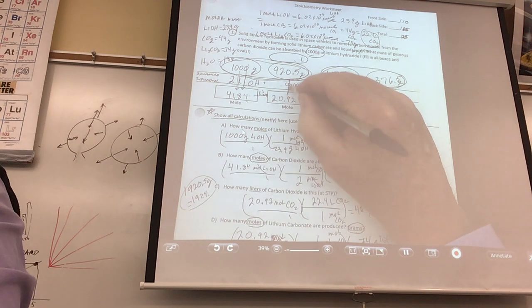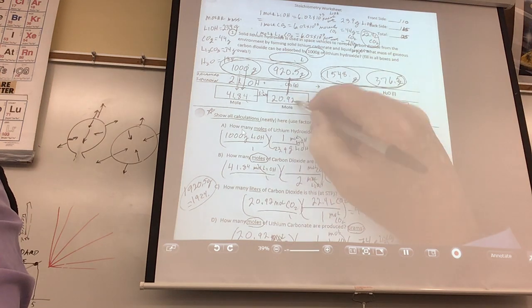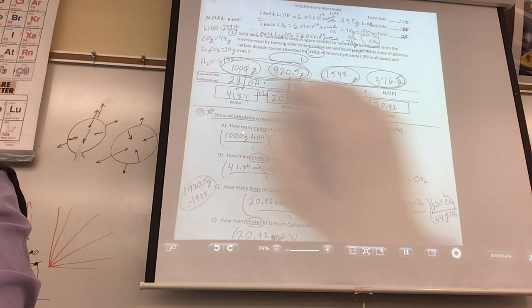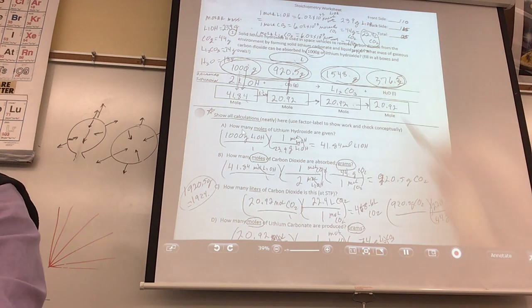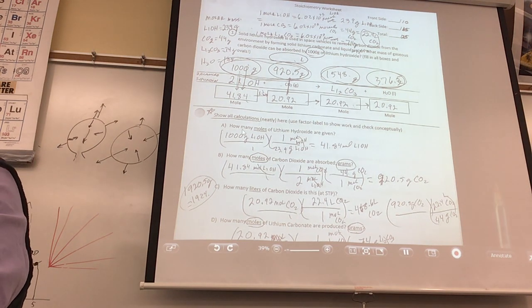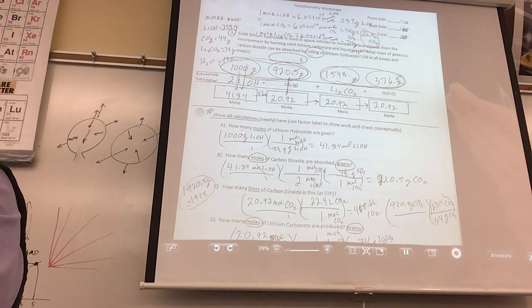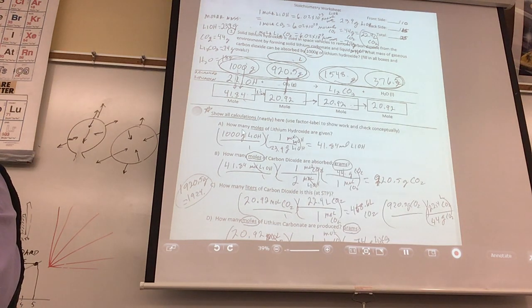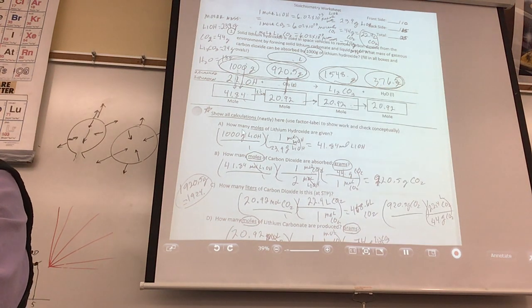When you want to go up out of the mole world, what do you do? Multiply by the molar mass. So ready? 20.92 times 44. 20.92 times 74. 20.92 times 18. And the only one that's tricky with shortcut is up here. And what do you know? 1 mole of every gas is what? So if you take moles times 22.4, you get liters. That's a shortcut for that one.